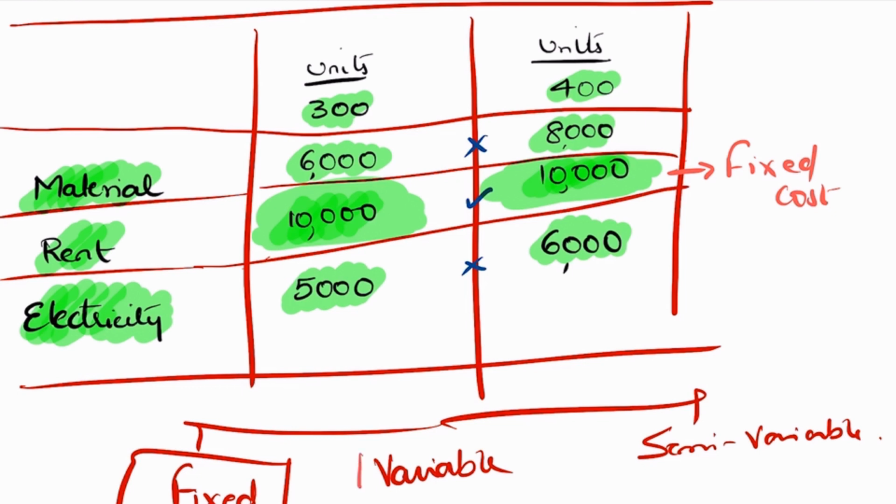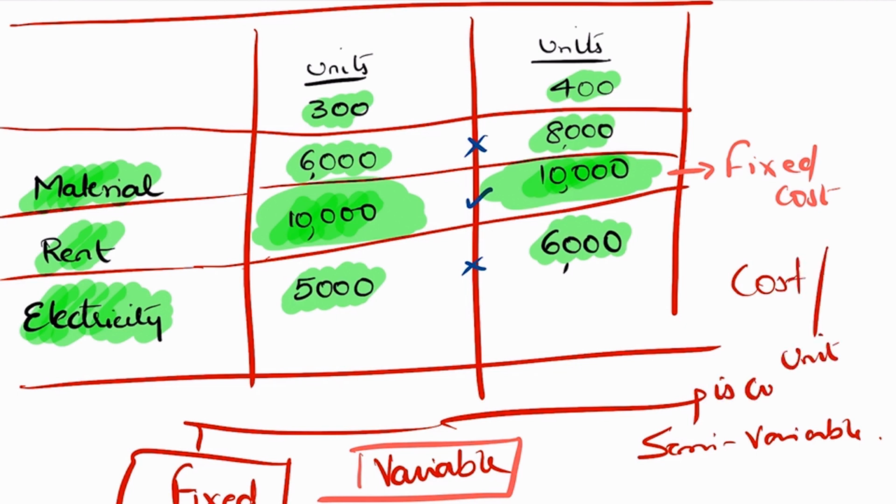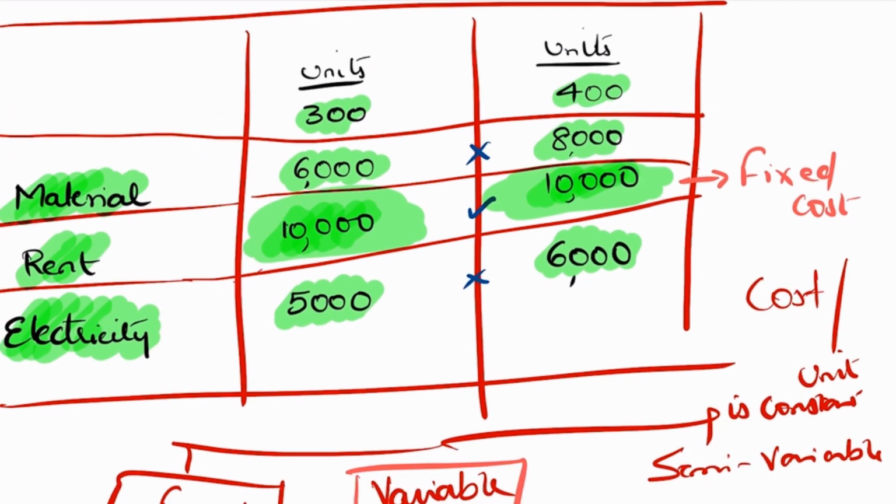Now let me come to the second classification, which is my variable cost. When do we call something a variable cost? If my cost per unit is constant. Now let me look into this. My material cost is 6,000 and 8,000. That means it's definitely not a fixed cost. Electricity is 5,000 and 6,000. Again, not a fixed cost. Let's check, is it a variable cost?